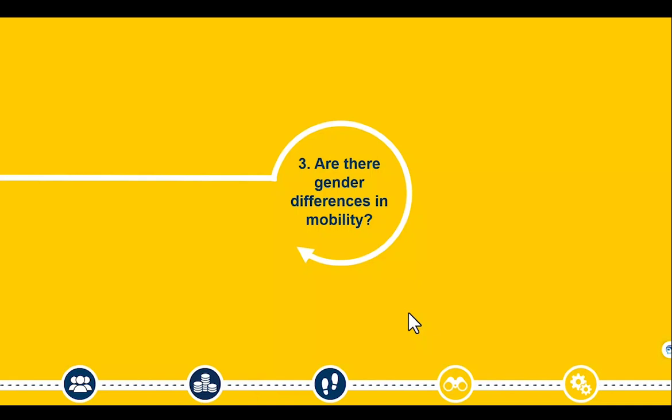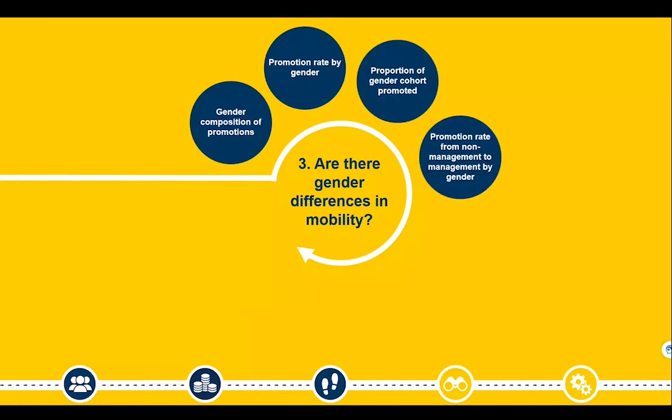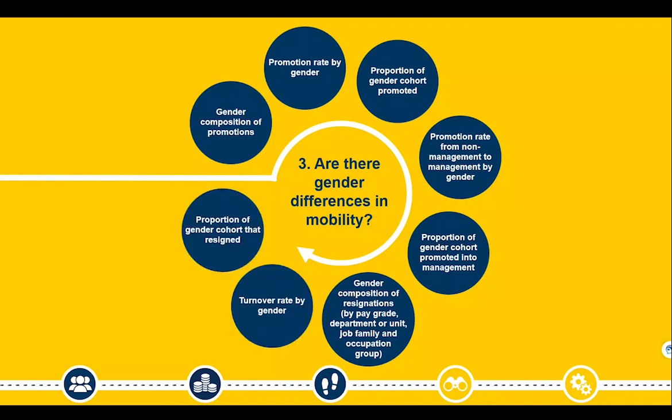Okay, so returning to our third question, that was, are there gender differences in mobility? And as usual, we've got a series of metrics that we're going to look at. So those are gender composition of promotions, promotion rate by gender, proportion of gender cohort promoted, promotion rate from non-management to management by gender, the proportion of the gender cohort promoted into management, the gender composition of resignations by pay grade, department or unit, job family, and occupation group, the turnover rate by gender, and then the proportion of the gender cohort that has resigned.